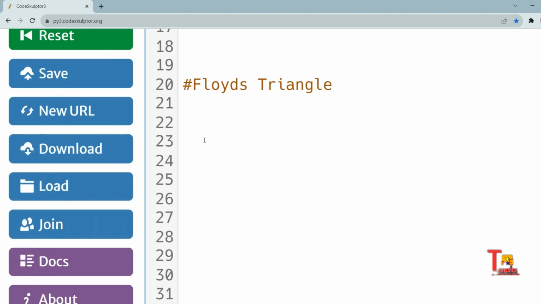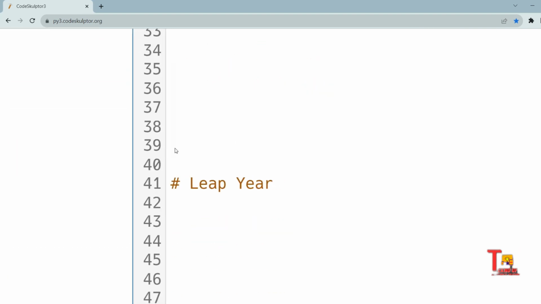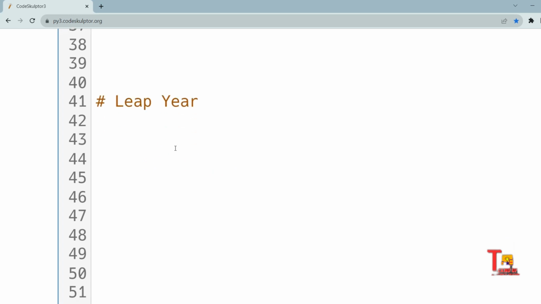The second question is regarding leap year. You will be given a range, like from 1900 to 2000, and you have to print the leap years in this range. I hope you understood what you have to do, and I hope you know the conditions for a year to be a leap year. So I hope you will solve the problem by yourself.